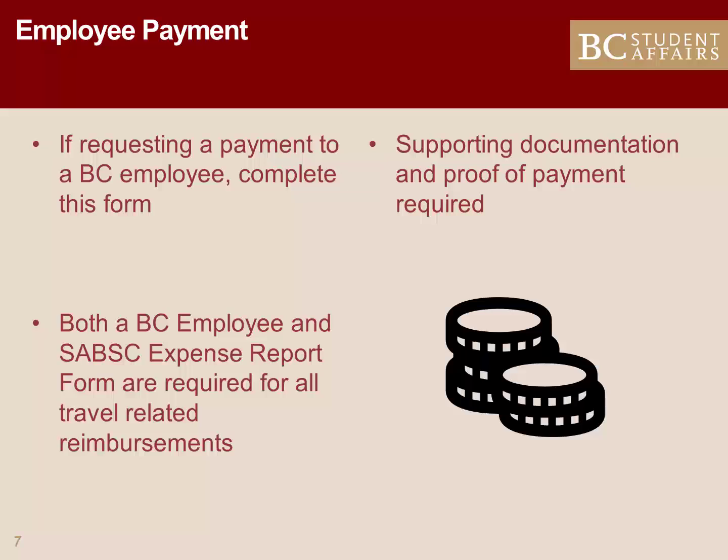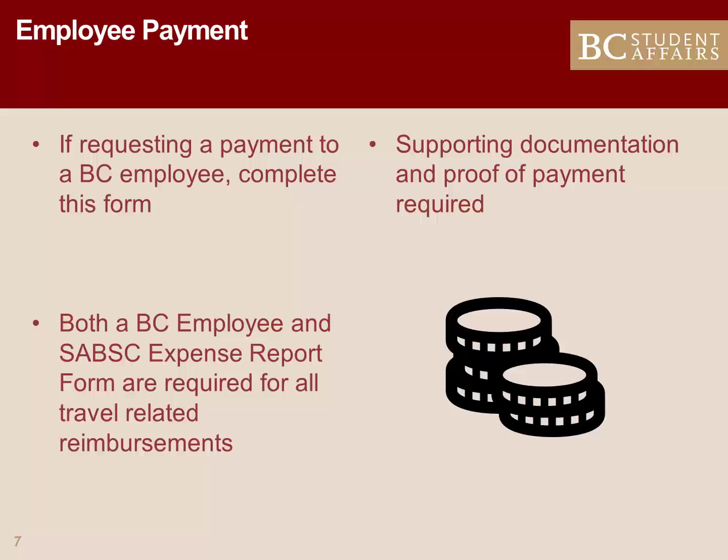A BC employee payment form is used if it's requesting a payment to a BC employee for reimbursement or work done outside of their primary job function at the university. Employees may be reimbursed up to 100% of the money that they spent out of pocket. Both a BC employee payment and SABSC expense report form are required for all travel-related reimbursements. These forms can be found on the SABSC website.